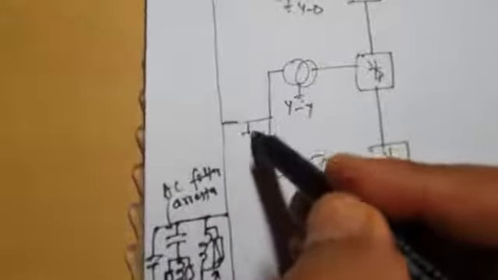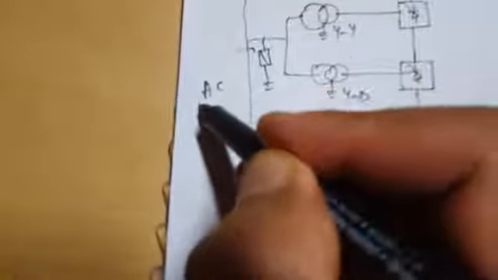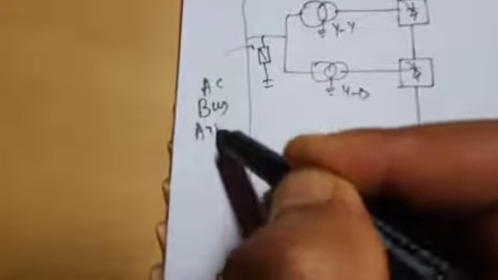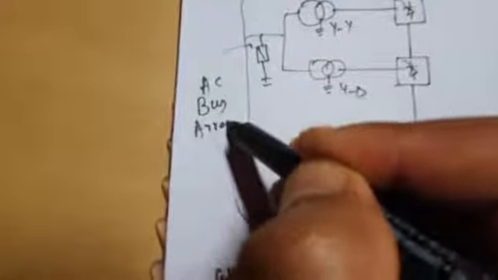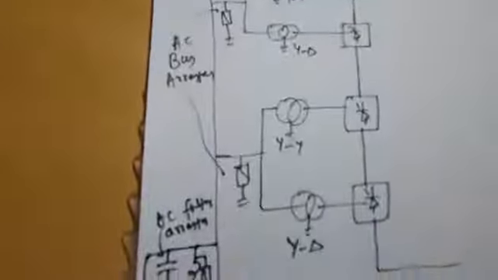This is a lightning arrestor which protects this reactor, the AC reactor. So that's what I have written here, AC reactor arrestor. And this is your AC filter, and this AC filter is also protected by this lightning arrestor. That's what I have written here, AC filter arrestor. Then you have a lightning arrestor here, and another lightning arrestor here. They are called AC bus arrestors. So these arrestors protect the AC filter, and these two protect the AC side bus.